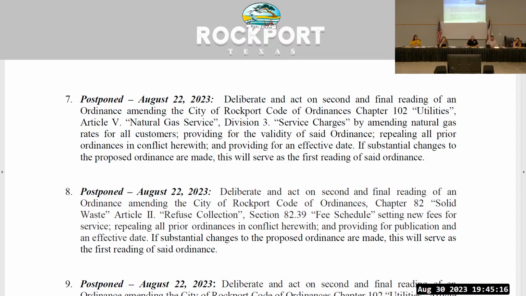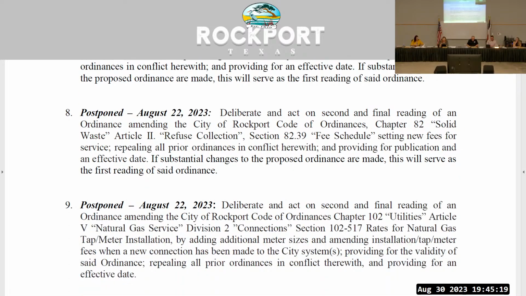Item number 8, postponed August 22nd, 2023. Deliberate and act on second final reading of an ordinance amending the City of Rockport Code of Ordinances, Chapter 82, Solid Waste, Article 2, Refuse Collection, Section 82.39, Fee Schedule, setting new fees for service, repealing all prior ordinances in conflict herewith, providing for publication and an effective date. If substantial changes to the ordinance are made, this will serve as first reading of said ordinance. Have there been any changes? No, sir. No changes. Do I have a motion?